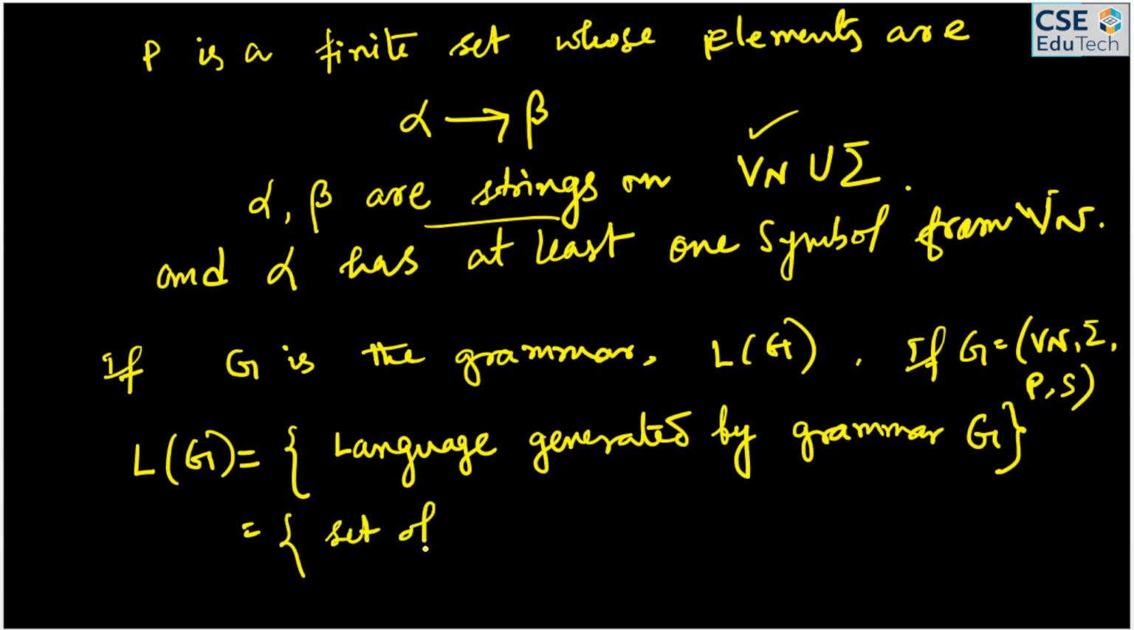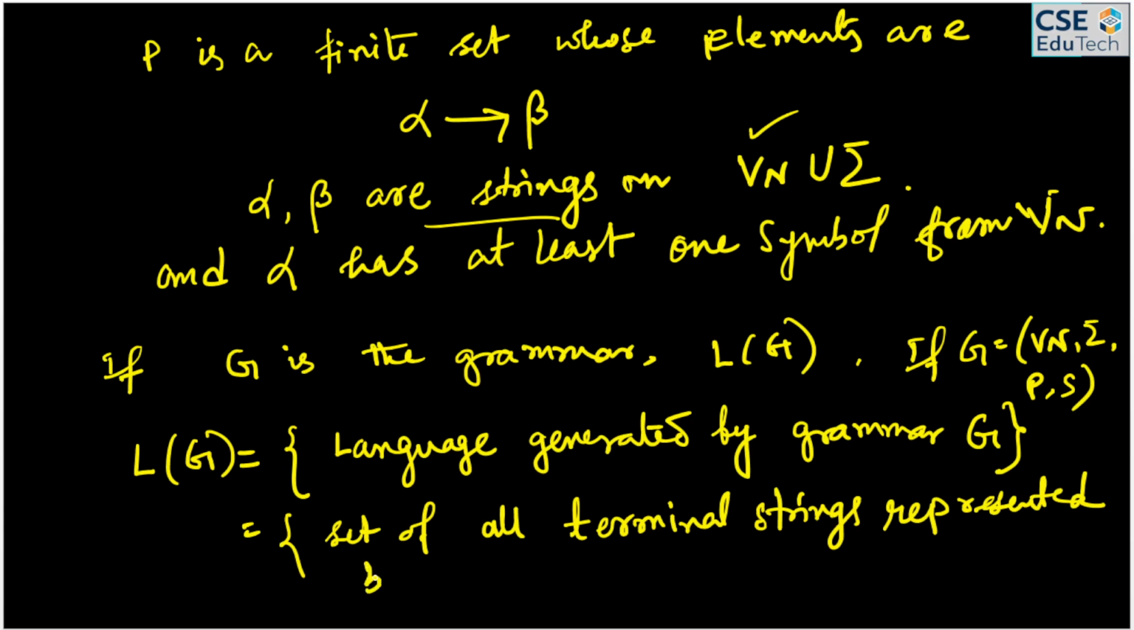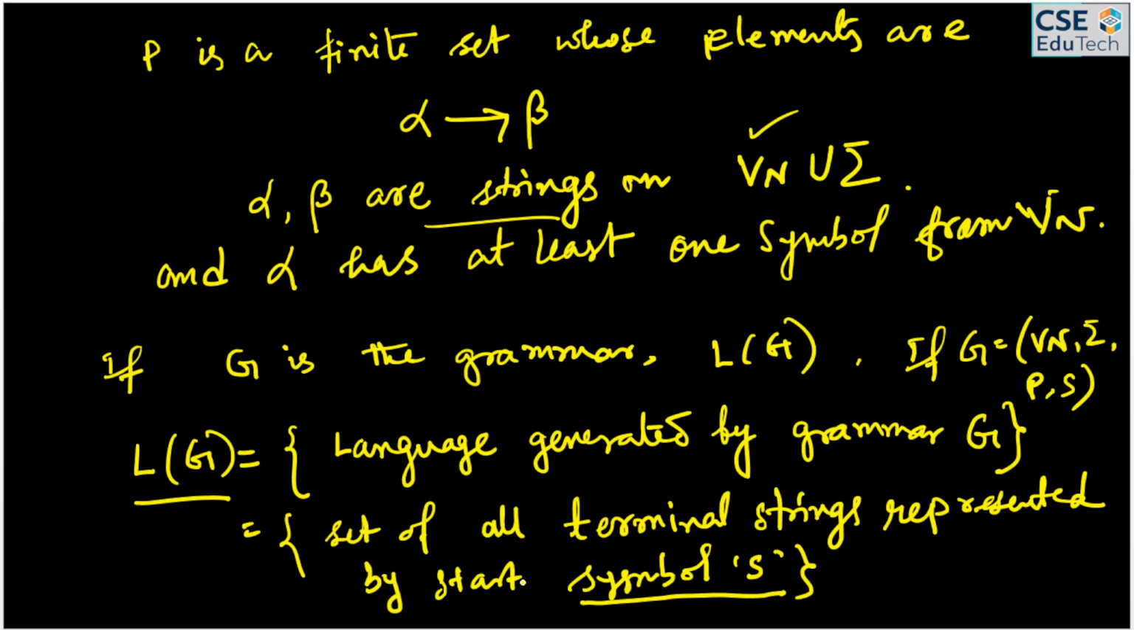It means the set of all terminal strings represented by the start symbol S. That means all the terminal strings which are represented only by the start symbol will be the language that is generated by the grammar G. And in every production rule there is a start symbol S. In case this start symbol S is missing, the left hand side of the first production is considered as the start symbol.